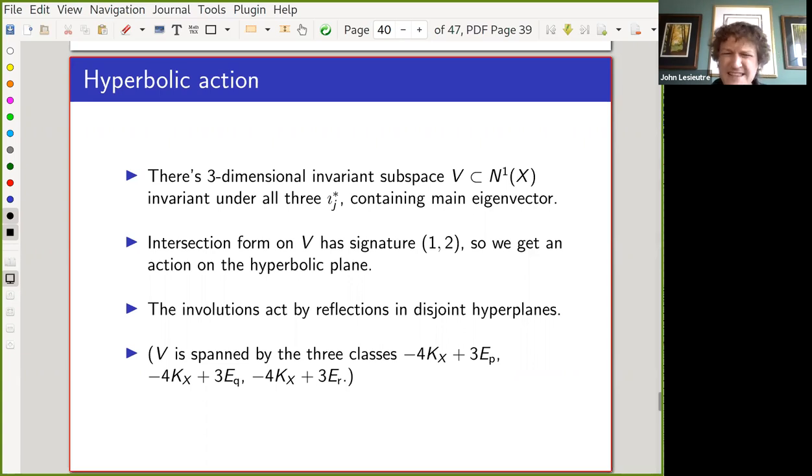The fact that there's an invariant subspace that's 3-dimensional is actually pretty easy to see without a computer, although it's not so interesting for us. If anyone wants to know about it, I can tell you where these classes come from. But again, what we get from this is that the subgroup of the automorphism group generated by these 3 Bertini involutions is going to act on the hyperbolic plane, because of this 3-dimensional invariant subspace. And we can use that to study whether there are any relations between the involutions and so on.